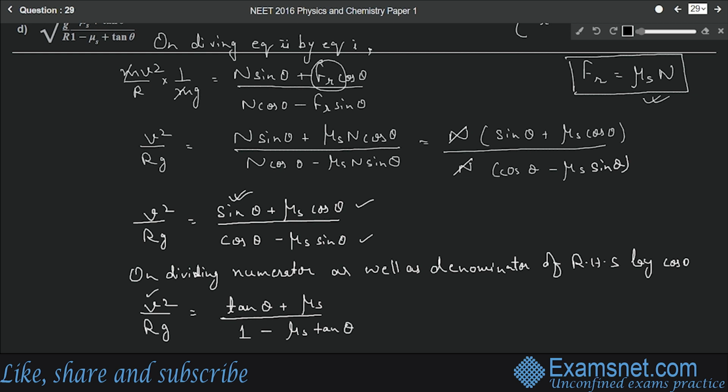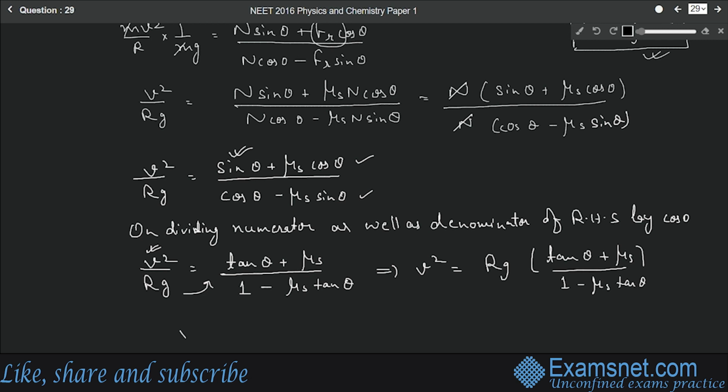We have to find the value of v. So from here we can say that v square will be equal to rg, which will go this side, times tan theta plus mu s upon 1 minus mu s tan theta. So what will be the value of v? Just root of this, under root rg, or we can also write gr, times tan theta plus mu s upon 1 minus mu s tan theta.